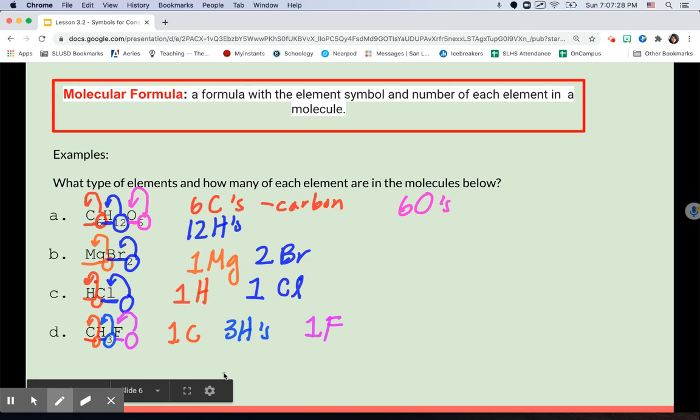Right. So hopefully that helps you out. You should be able to identify the types of elements and numbers of elements within a molecular formula at this point.